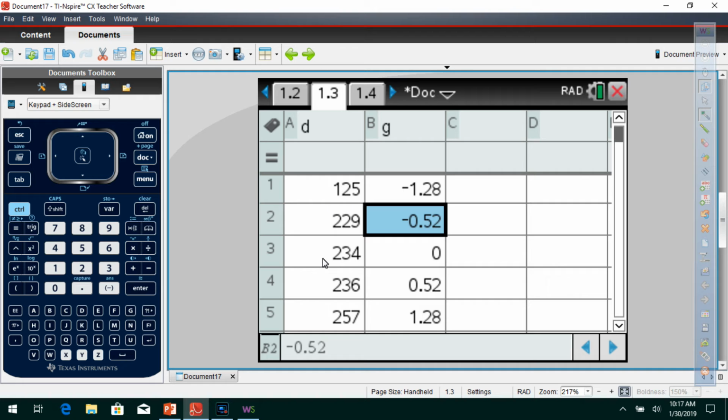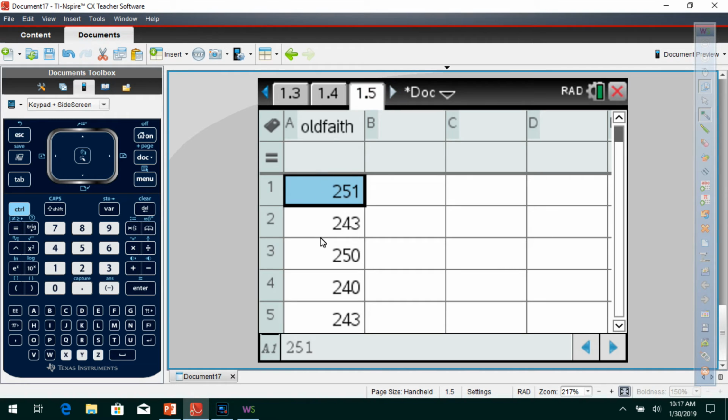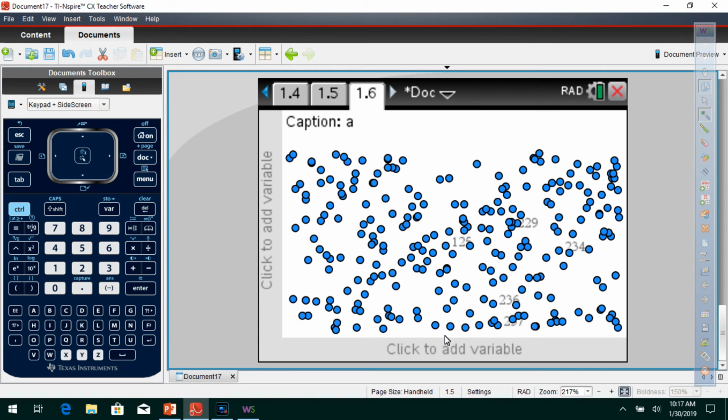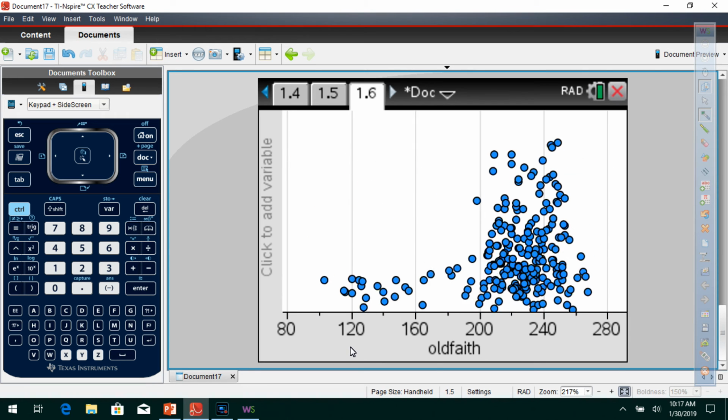This data here came from Old Faithful. Now there's actually 250 values. So we'll see just how good it is. We'll see if it actually came from a normal distribution. All right, so this is Old Faithful.